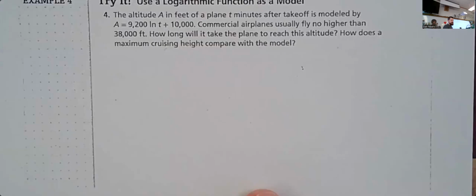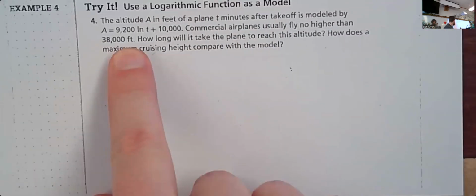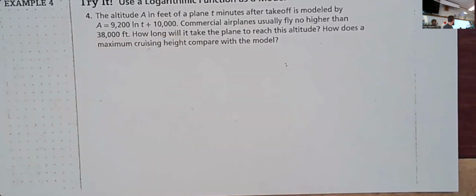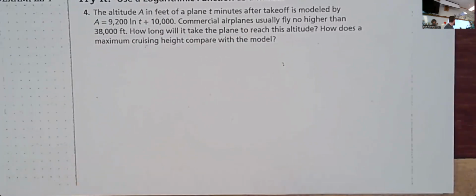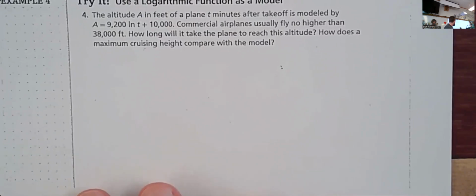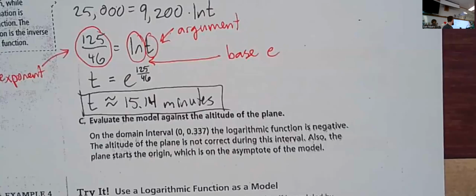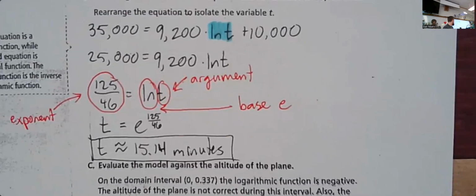So here's what I want you to do. Part 4. The altitude A, here's the same model. Commercial planes usually fly no higher than 38,000 feet. How long will it take the plane to reach this altitude? How does a maximum cruising height compare with the model? We actually talked about that last question already, but I want you to calculate how long it's going to take for it to get to 38,000 feet. Follow these directions right here exactly, but use a different maximum height. Give it a try.